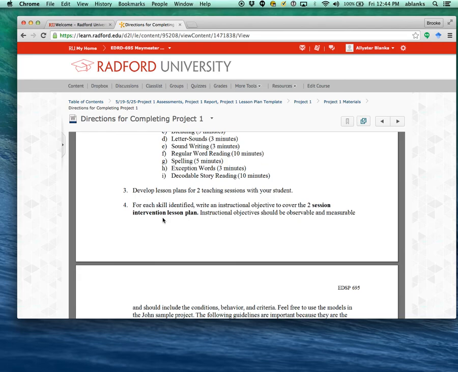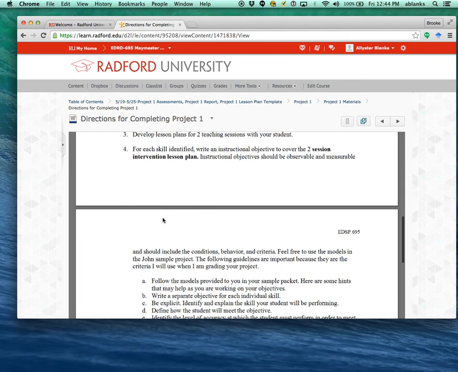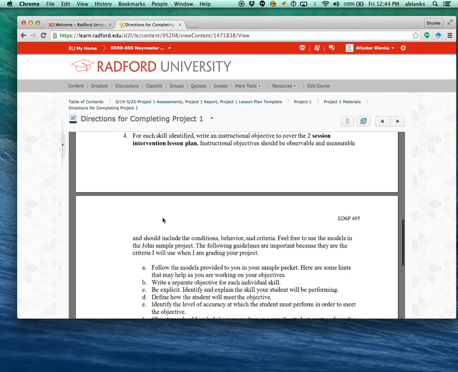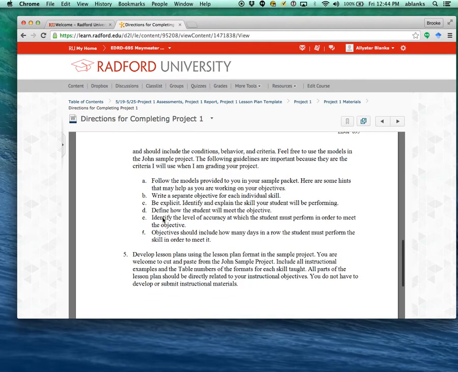I want you to develop lesson plans for 2 teaching sessions. Use the model. You need to write in instructional objectives. Again, use the model in the sample project. And it's really important that you follow these guidelines when we're writing objectives. Separate objective for each skill. Be explicit. Define how the student will meet the objective. Identify the level of accuracy. We almost always want 100% here because these skills are so very important. And then we want students to be able to perform the skill with that really high level of accuracy for a certain number of days in a row.